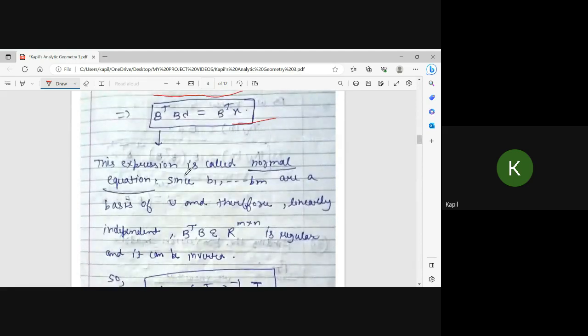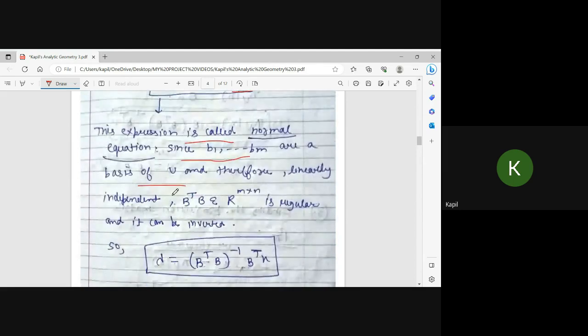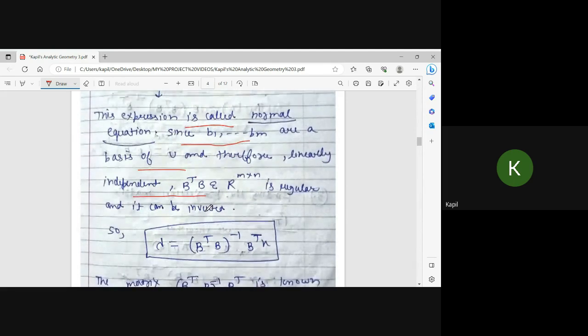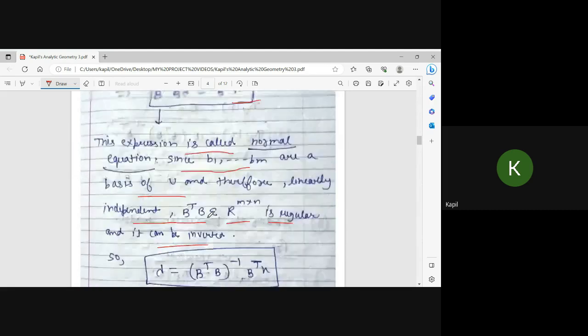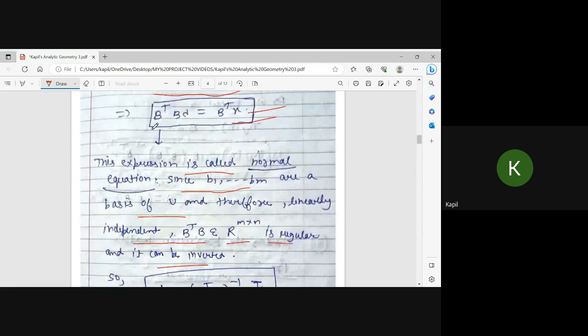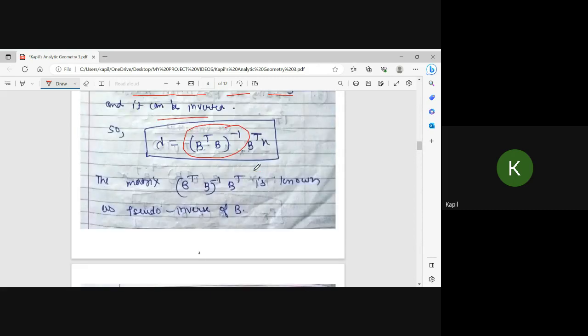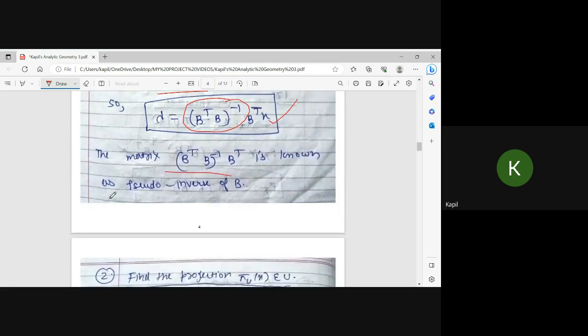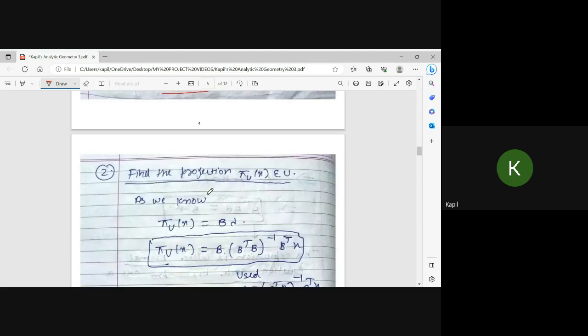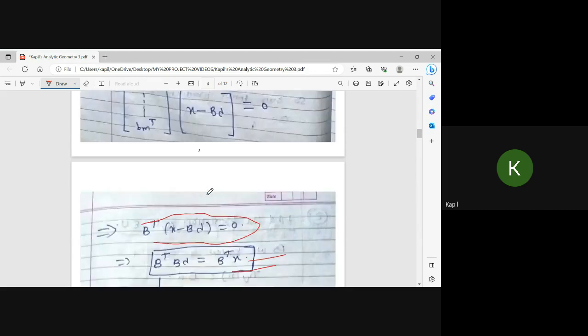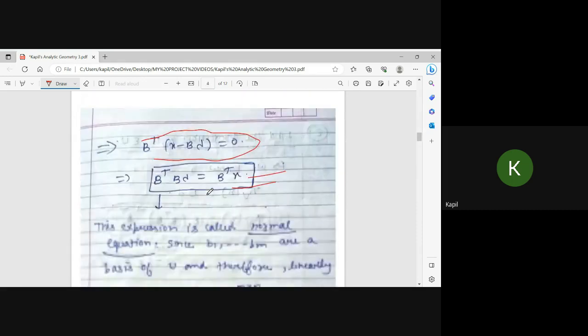This equation is known as the normal equation. Since b1 to bm are a basis of U and therefore linearly independent, B transpose B is an m cross m matrix, it is regular and can be inverted, and we can find lambda from this normal equation, that is the inverse of B transpose B, and this will remain the same. So this is the result for the coordinates lambda. This matrix is known as the pseudo-inverse of B. So in the result we find lambda using this property of orthogonality.